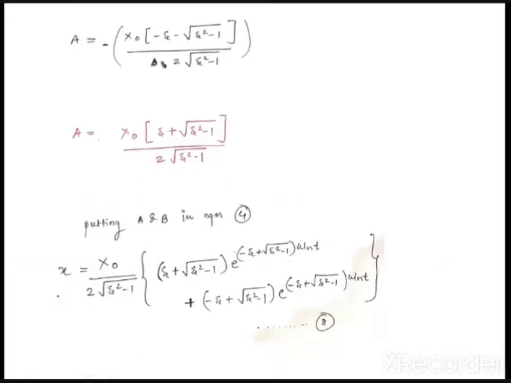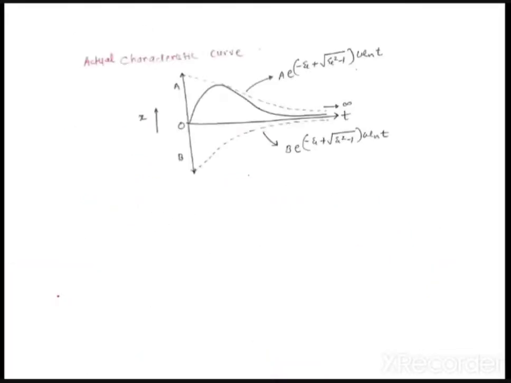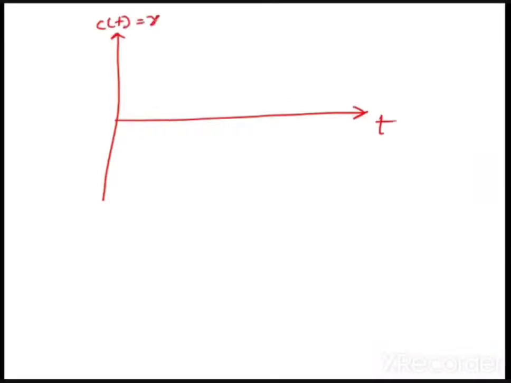Now I will explain the characteristic curve. Characteristic curve means what? This characteristic curve represents the output equation. Let me draw this time response graph, and let me make it simple. So this is time, and this is c of t. C of t means what? This is x.